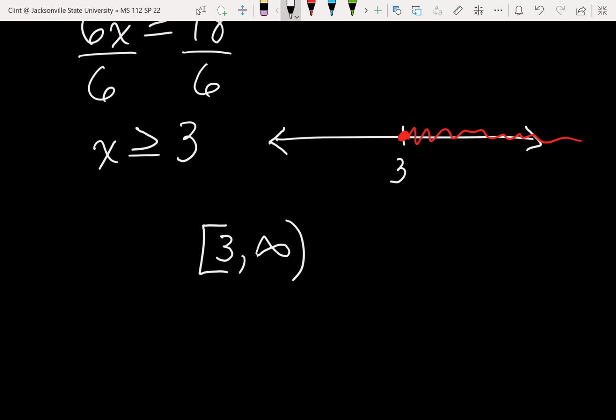To me, especially if the interval notation is confusing to you, I really like doing the number line first and then doing the interval notation. WebAssign asks for the interval notation first and then gives you the number line, but you don't have to do them in order. You can do the number line part first and then do the interval notation, if that helps you.